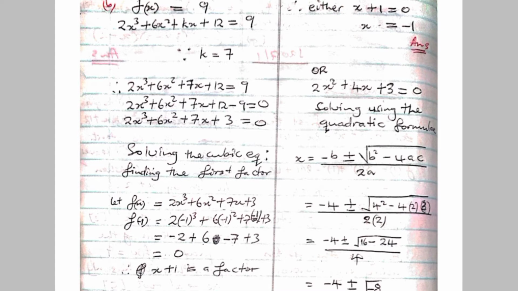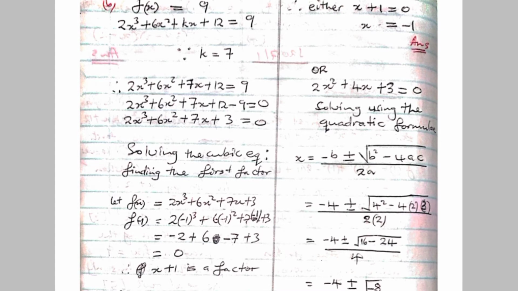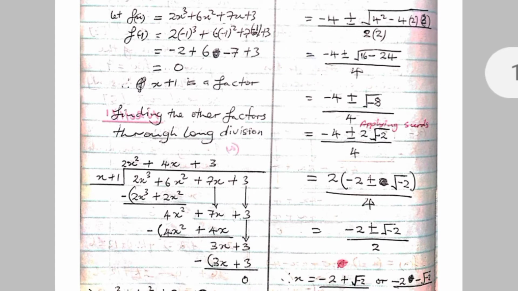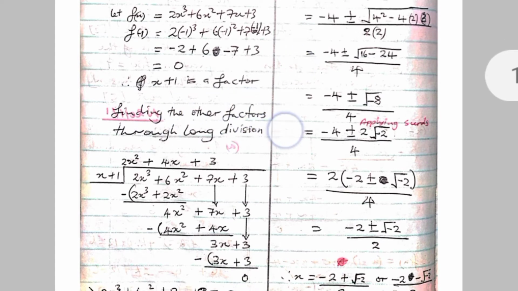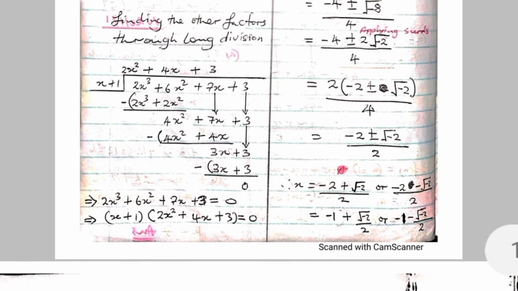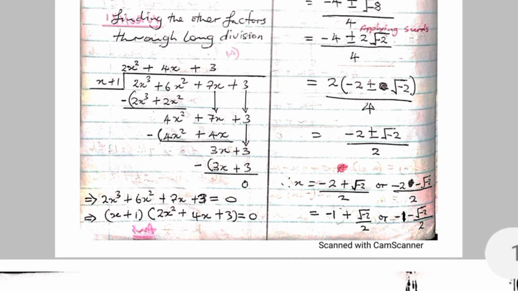You need to take note of that. That is, if you substitute +1, then the factor will be x minus 1, okay? So after finding your factor, you now use long division to find the other factors, or to find the quadratic factor specifically, this quadratic factor here.